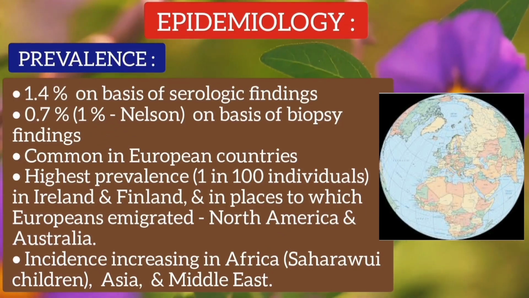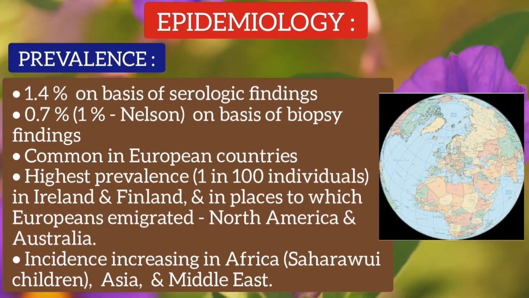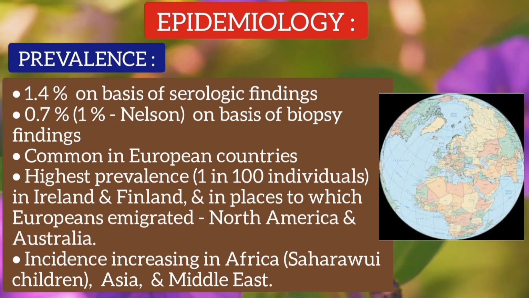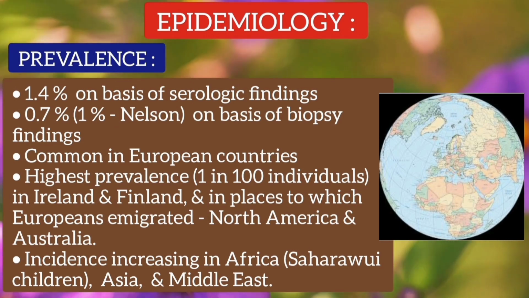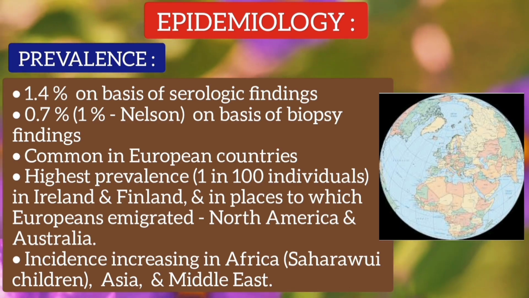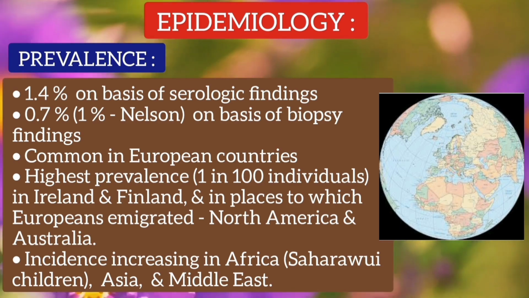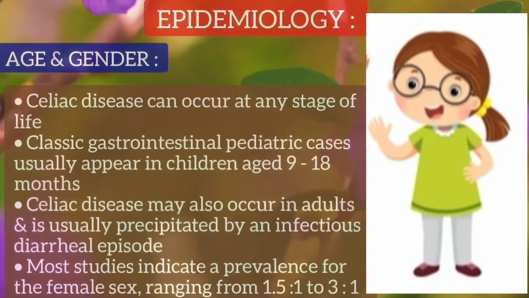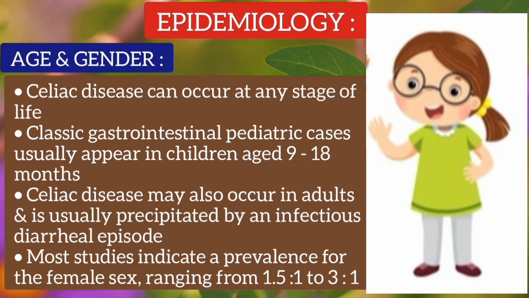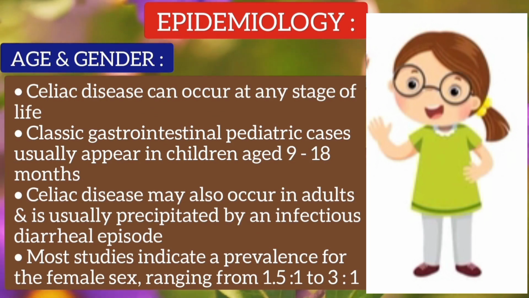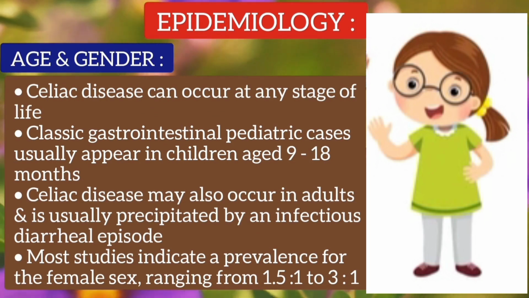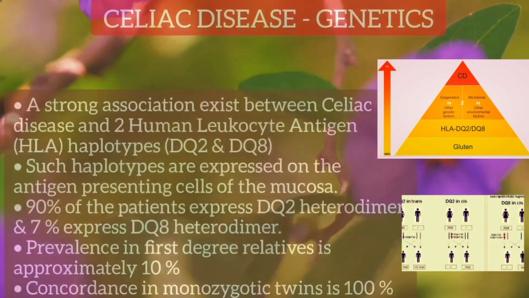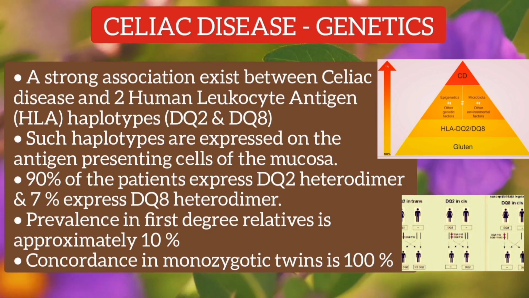Now, its prevalence is about 1.4% on the basis of serology and 0.7% on the basis of biopsy finding. It is common in European countries, especially in Ireland and Finland, and also in North America and Australia. The incidence is increasing in Africa, Asia, and the Middle East. Celiac disease can occur at any stage of life. Classic disease appears in children aged 9 to 18 months, but it may also occur in adults, and the female sex is more affected. Celiac disease has a strong hereditary component.